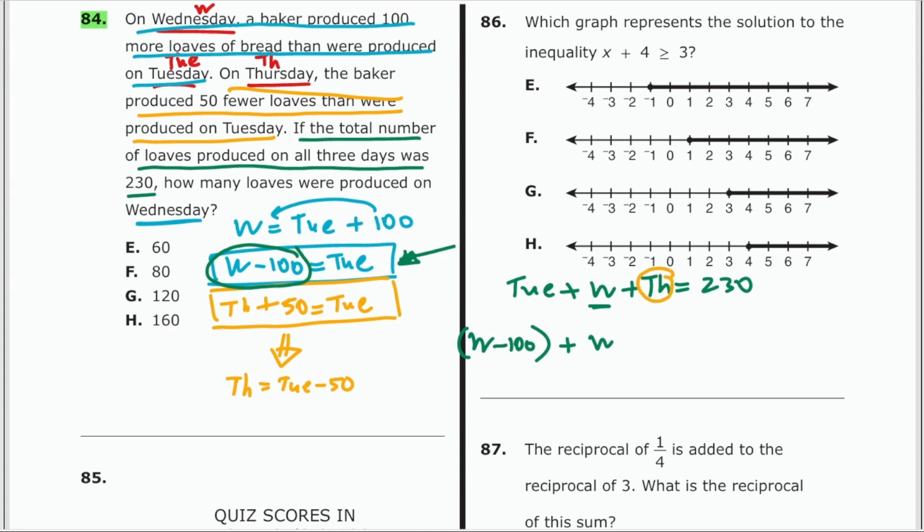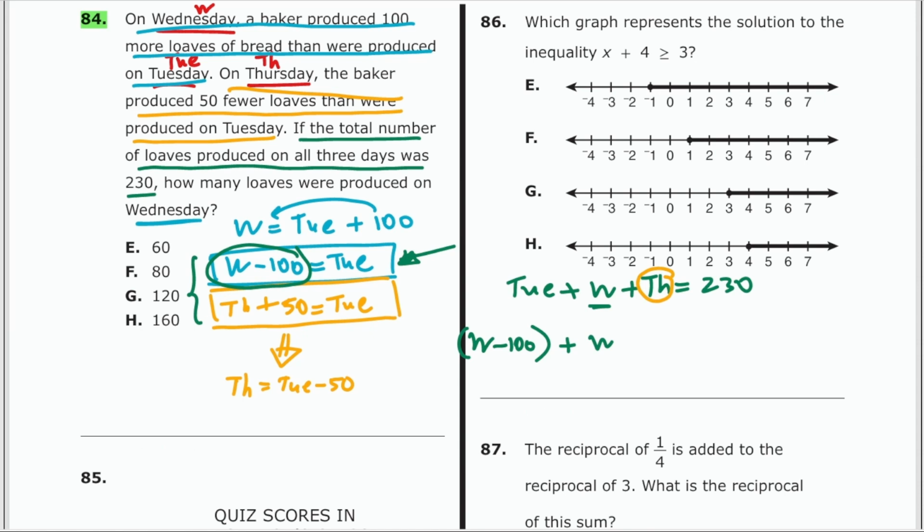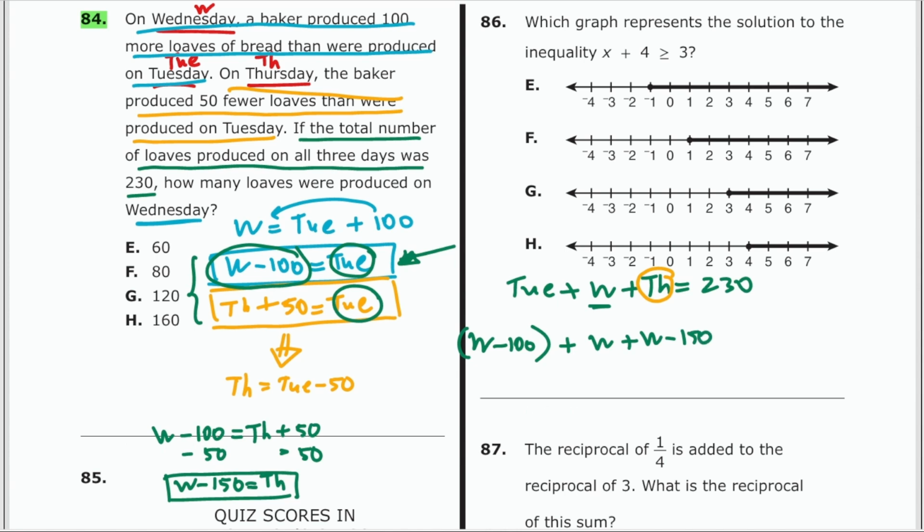So I need to find out what is Thursday in terms of Wednesday. I hope that makes sense. So what is Thursday in terms of Wednesday? How do I do this? So I have these two equations. They're both equal to Tuesday. So therefore, I can say that W minus 100 is equal to TH, Thursday, plus 50. And from here, I can solve for Thursday in terms of Wednesday. So if I subtract 50, I will get W minus 150 is equal to TH, okay? So now I can plug in plus W minus 150, and that is equal to 230.